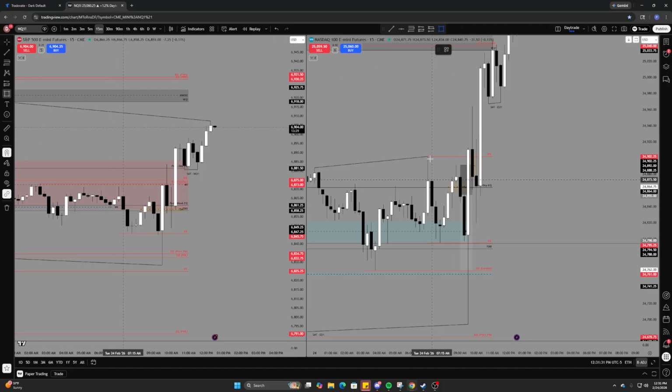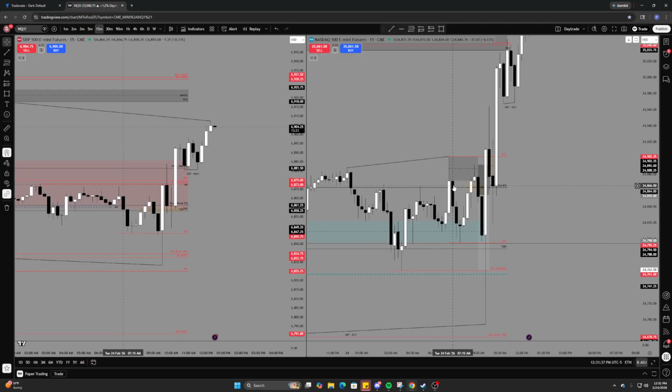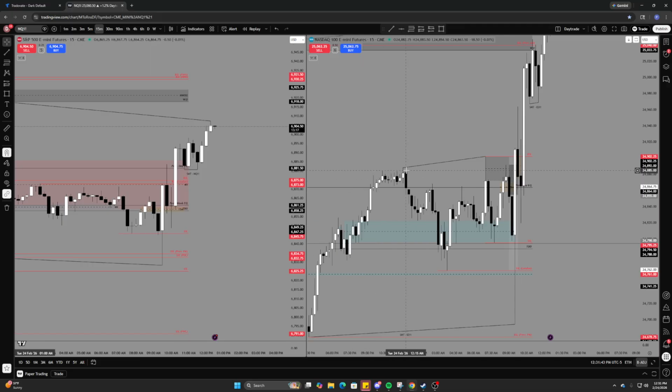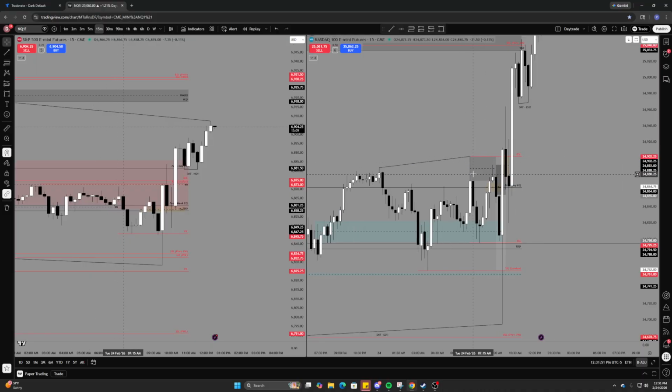Now, I don't talk about this confluence much, and I don't use this confluence much, which is why I don't talk about it. But we make this SMT. So this is a valid rejection block. And the reason why this rejection block is valid is it swept out a key buy side level or sell side level. In this case, it was a buy side level we swept out, right? This range high. We made an SMT there. So now we can potentially use this candle here as a rejection block.